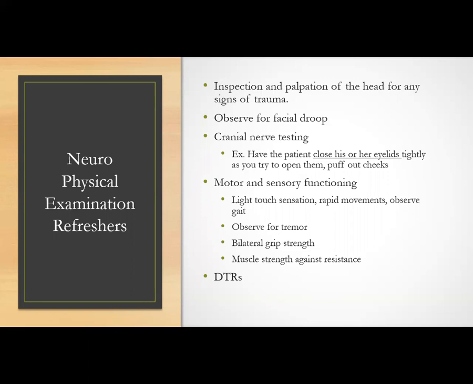Observing for facial droop. And like I said, when we go into our neurological emergency lecture, this facial droop, as well as this palpation of the head, is going to become a lot more relevant. Cranial nerve testing, so checking how the patient closes his or her eyelids tightly as you try to open them, puff out their cheeks, anything like that. So when we go through these different problems, just try to make sure you're thinking about which cranial nerve we are testing. Because when it comes to it, we can see that there's an issue with our cranial nerves based off of different signs and symptoms we see with these different problems. So just keep that in mind as you continue on.